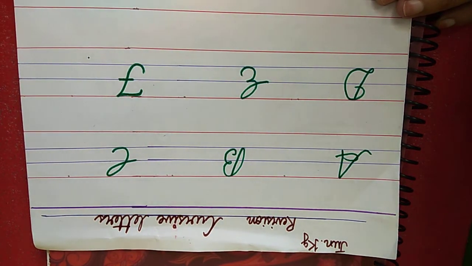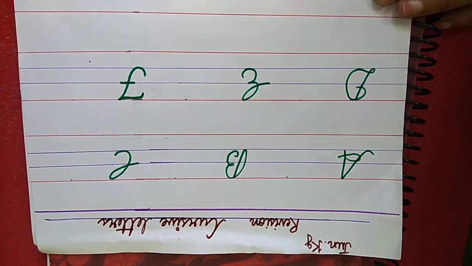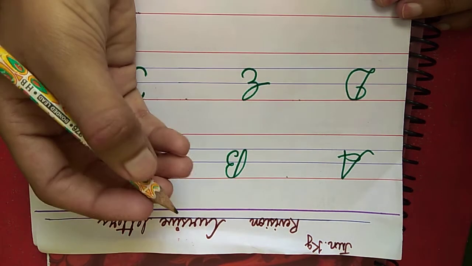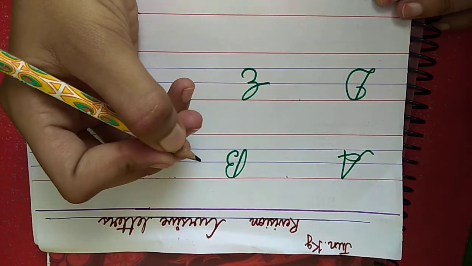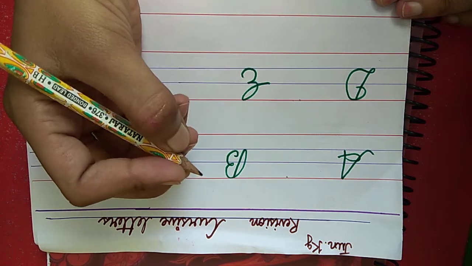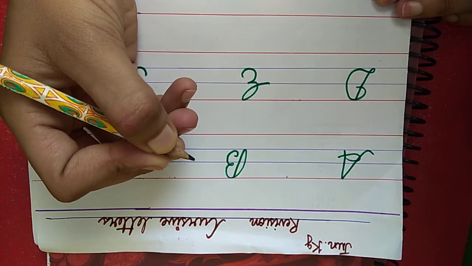Today we will do the revision of cursive letters. आज हम क्या करेंगे? आज हम cursive letters का revision करेंगे. Okay, so take out your pencil and eraser and now hold your pencil like this. आपकी पेंसिल निकालिए और पेंसिल को ऐसे होल्ड कीजिए.